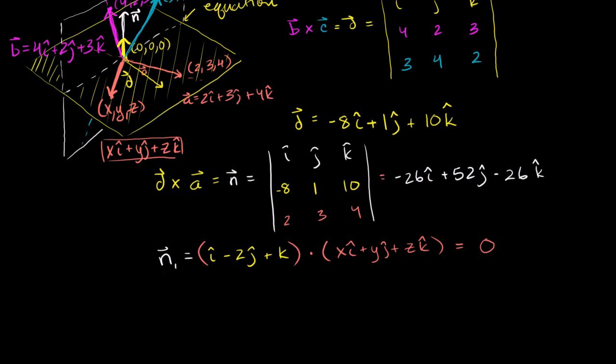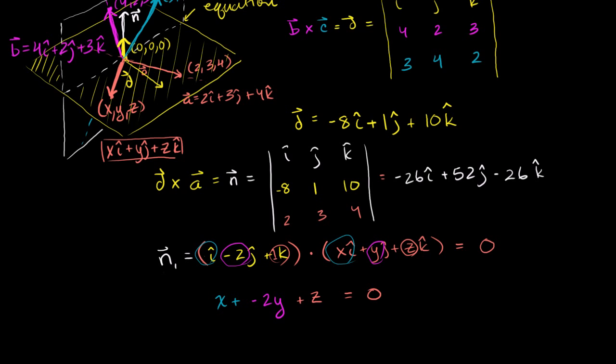So if we take their dot product, let me just go term by term. We get x times 1, the coefficient there is 1, so we have x plus y times -2. I could just call that negative 2y. And then finally, I have z times 1. There's a 1 in front of this k. It's implicitly there. So plus z. That's the dot product, and that has to be equal to 0.